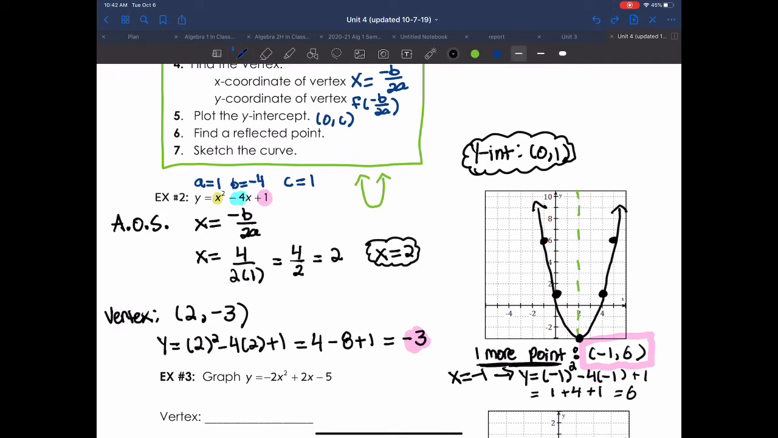You can plot whatever point you want. I would just do the one that's right next to the points that you've already plotted. But you are welcome to plot one more point just to kind of get an idea of where your graph is going. Okay? All right, let's go down to example number 3.